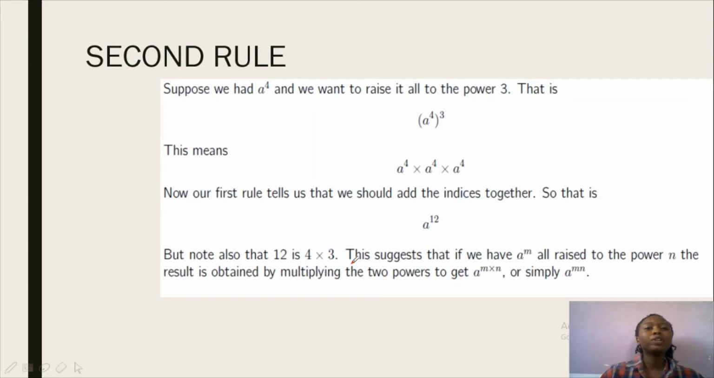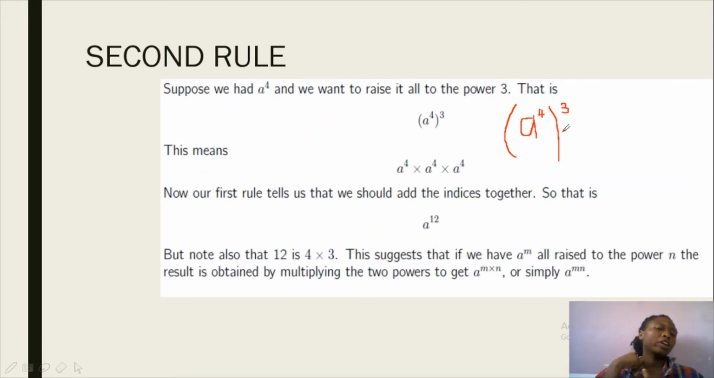The second rule says, suppose we had A raised to the power 4 and we want to raise it all to the power 3. So I have my A raised to the power 4 there, but then I want to make this whole A raised to the power 4 raised to the power 3. That's why I put it in a bracket. So this is A raised to the power 4 in a bracket, raised to 3.